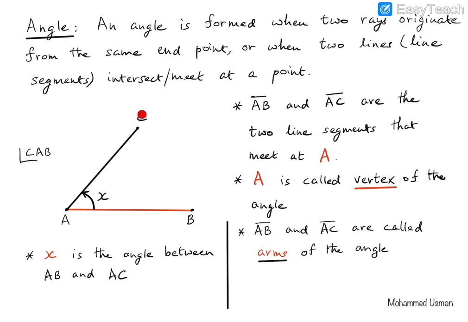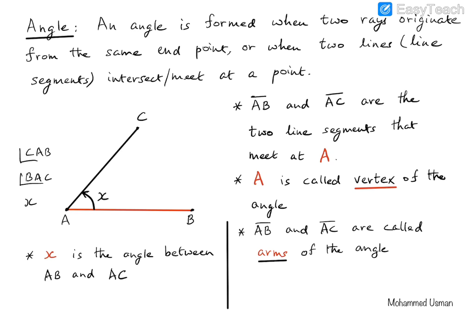So it is angle CAB. Or we can also write this as angle BAC. Both mean the same thing, and they are both denoting the angle X between these two line segments. That is the same as angle BAC, which is also identical to the angle X. All these three mean the same thing. Let me write that clearly. So X is the angle between the two line segments AB and AC.